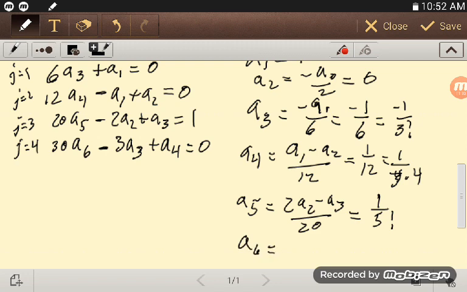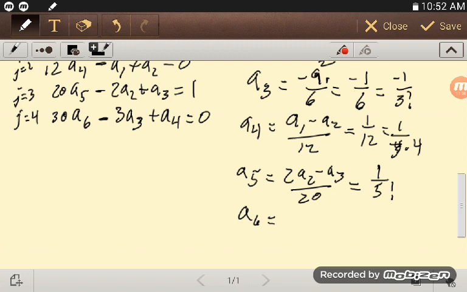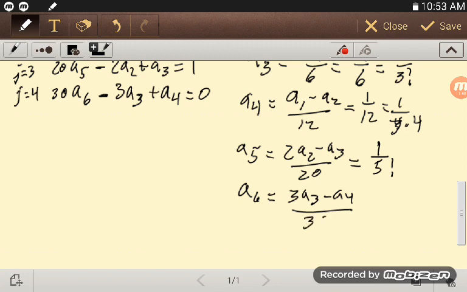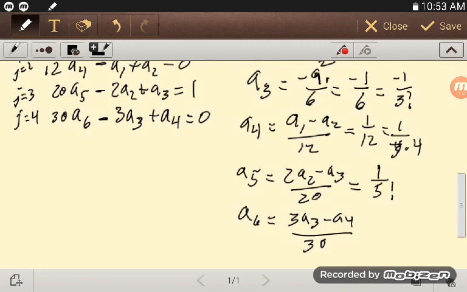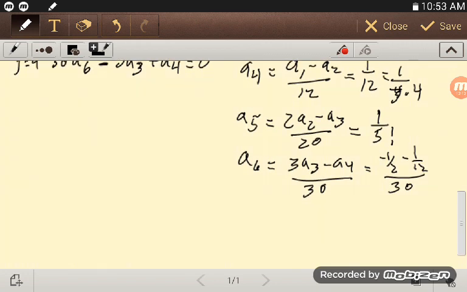A6 is, I have 3A3 minus A4 over 30. Well, let's see, 3A3, okay, that's minus a half, and so this is minus 1/2 minus 1/12, all divided by 30. What the heck is that?